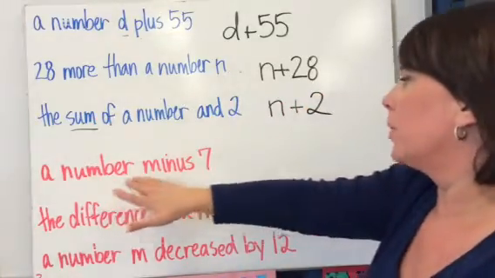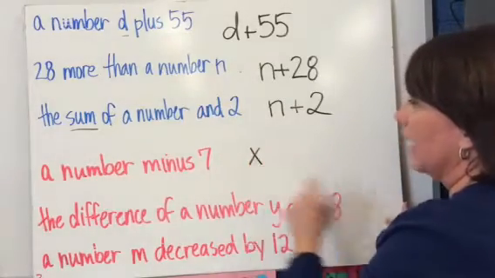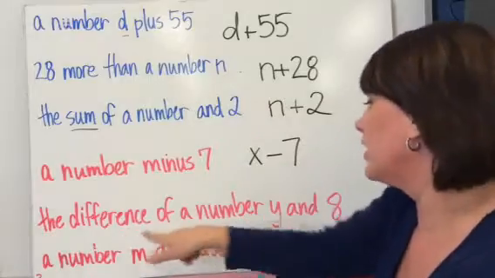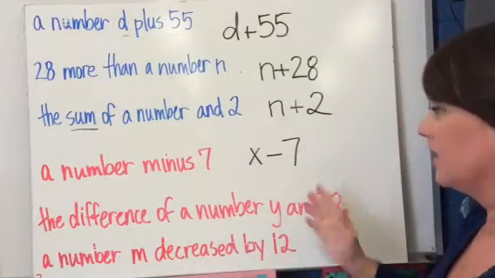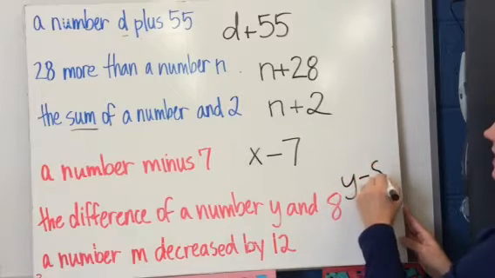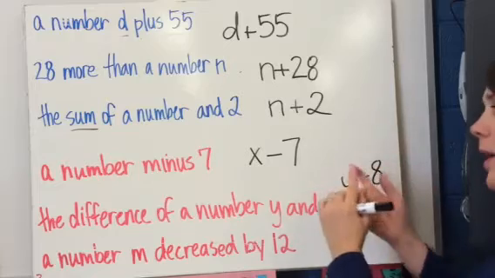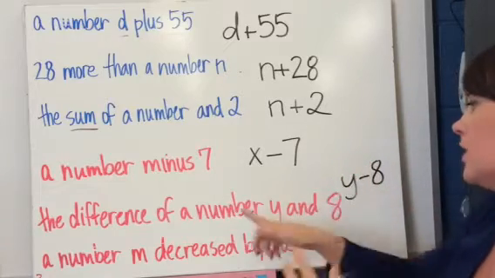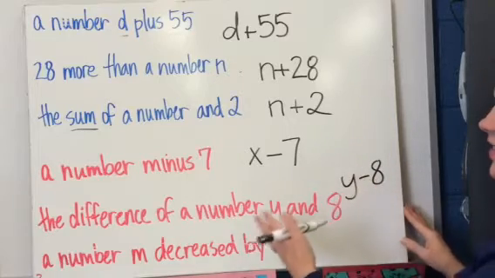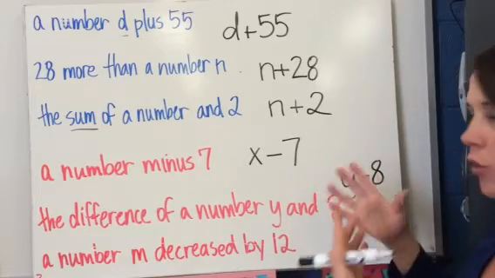Down here we have a number minus 7, so I have some number, let's call it x. x minus 7. The difference of a number y and 8. Difference tells me I want to subtract, so I do y minus 8. I've got to be real careful about the order here because when I flip-flop subtraction, I don't get the same value. So it says the difference of a number y and 8, so it needs to be y minus 8. If it said the difference of a number 8 and y, I would have to write it the other way.